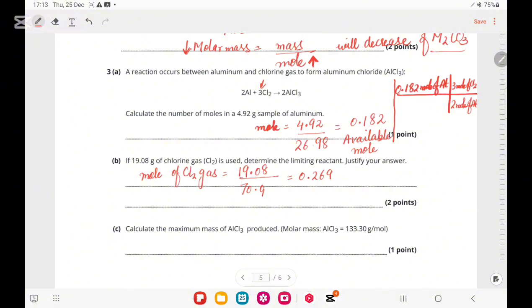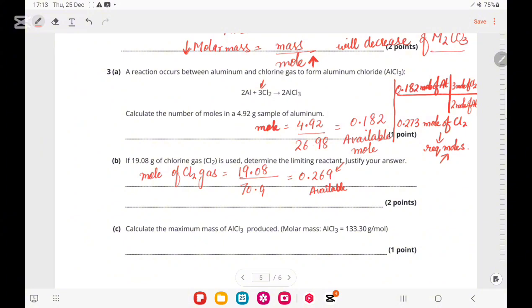That is going to be 0.182 times 1.5, and the answer comes out to be 0.273 mole of Cl2. They are the required moles. So now you need to do the comparison with the available. You can see the available moles of Cl2 are this one and the required are this one. So available are basically less than the required moles.